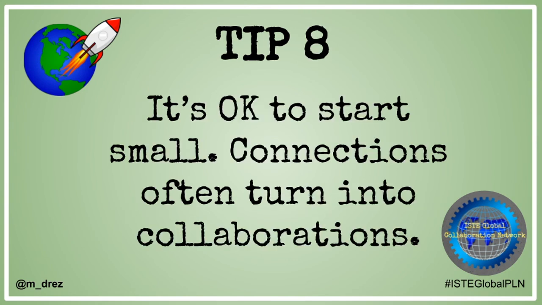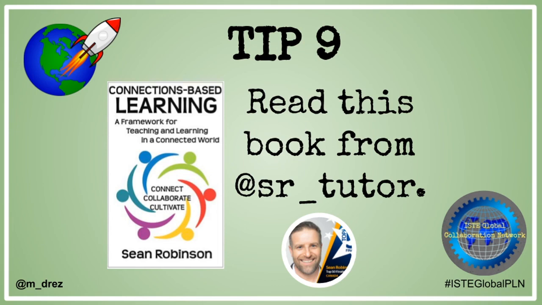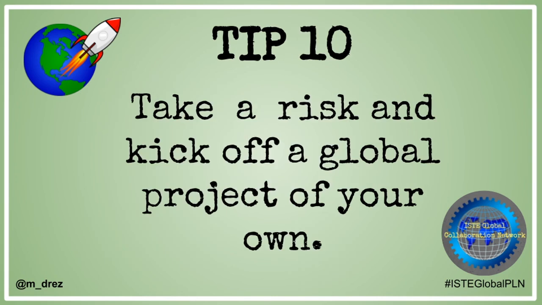It's okay to start small. Connections of the simplest kind often turn into powerful collaborations, and you'd be surprised at the friendships that you might form. Another tip, this book, Connections-Based Learning from Sean Robinson, @SeniorTutor on Twitter, really is an amazing way to build up that collaboration piece. And number 10 is take a risk and kick off a global project of your own. And that's what I did with the Global Buncee book, and it was a hit. But I just say sometimes you've got to step out there, take a risk. It might just be the best thing you've ever done.